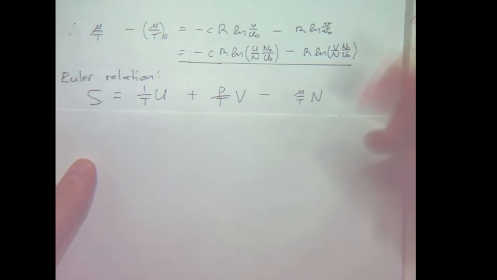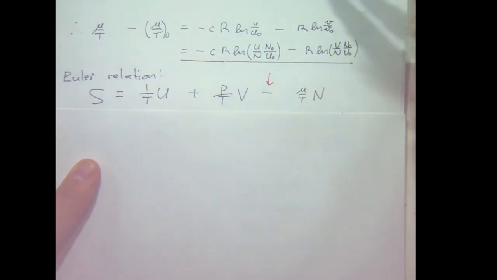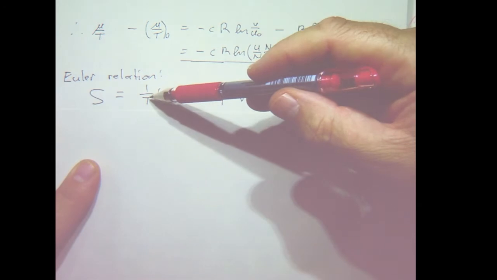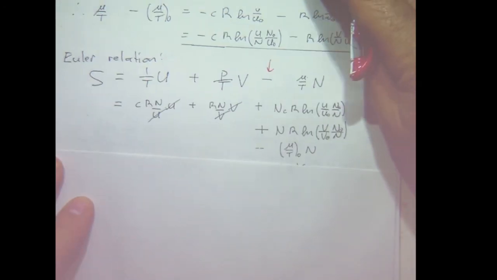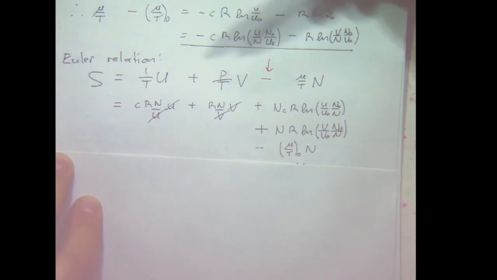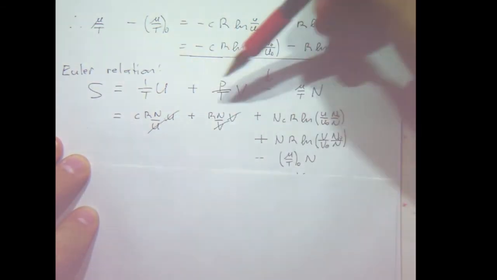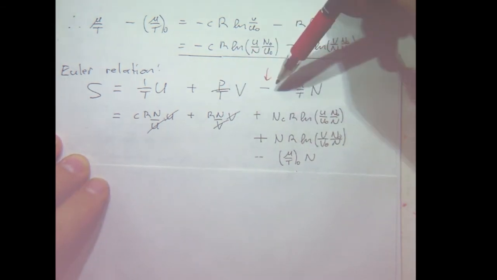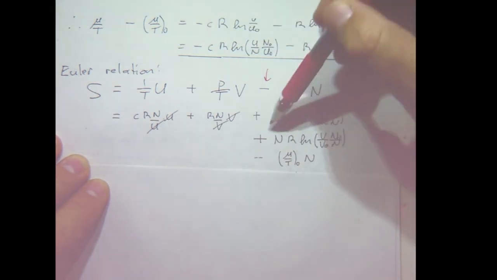In the entropy representation, there's a minus sign before the mu on T. Don't forget that. So we know what mu on T is. We know P on T, we know 1 on T. Put them in. So 1 on T is R on N U times U, that cancels. R on N V on V, that cancels. And then we got the minus mu on T. So this minus cancels, get pluses.